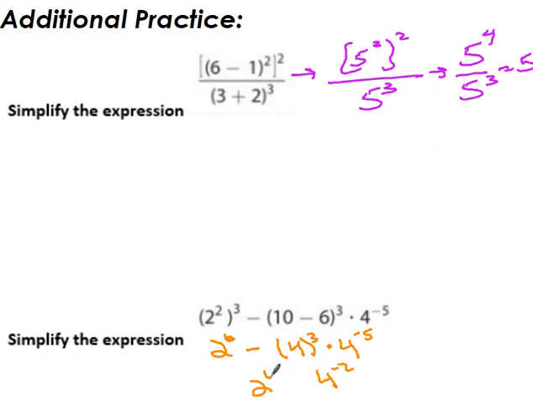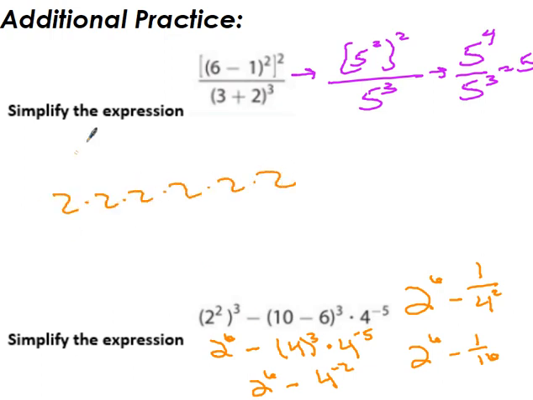So this is 2 to the 6th minus 4 to the power of negative 2, which is really 2 to the 6th minus 1 over 4 squared, which gives me 2 to the 6th minus 1/16. Now, because I have this subtraction, in order for me to simplify all the way, I would actually need to figure out what 2 to the 6th is. And because it's 2's, it's not that bad.